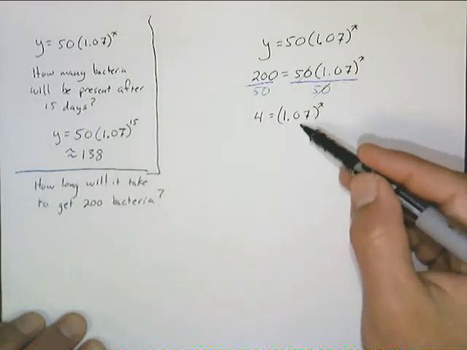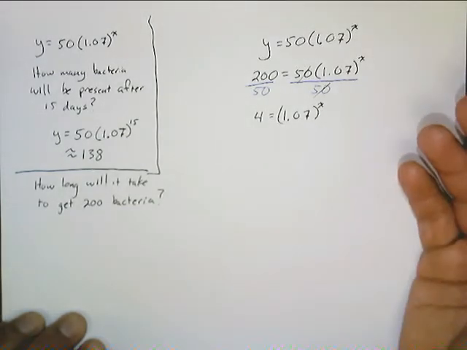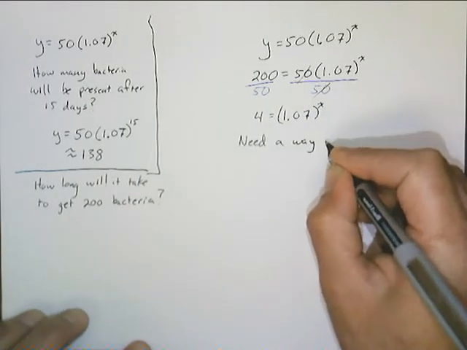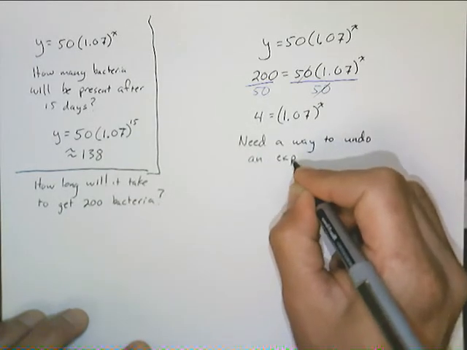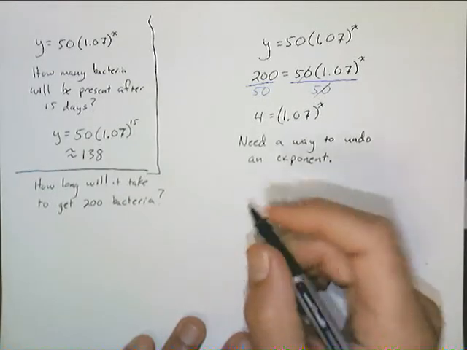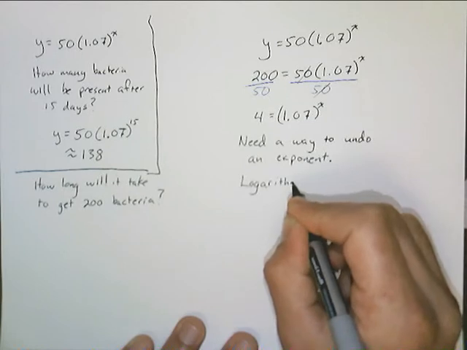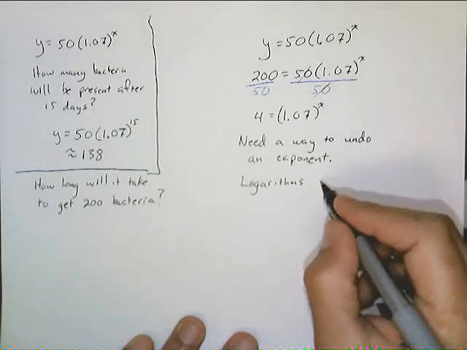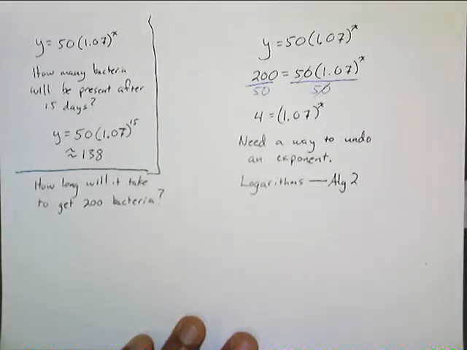Now we just need to undo this exponentiation. But how do we do that? So we need a way to undo an exponent. And there is a way to do that. And that involves a little something called logarithms, which is really just the inverse of an exponential. But you're going to get that in Algebra 2, and I'll leave that to your Algebra 2 teacher.